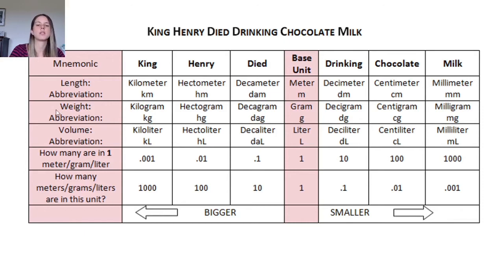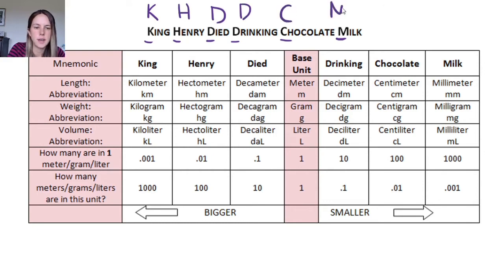Most of you probably know this rhyme. King Henry died drinking chocolate milk. So we see there's a K, an H, a D, D, C, and an M. The K stands for kilo, the H stands for hecto, the first D stands for deca, the second D stands for deci, the C is for centi, and the M is for milli.